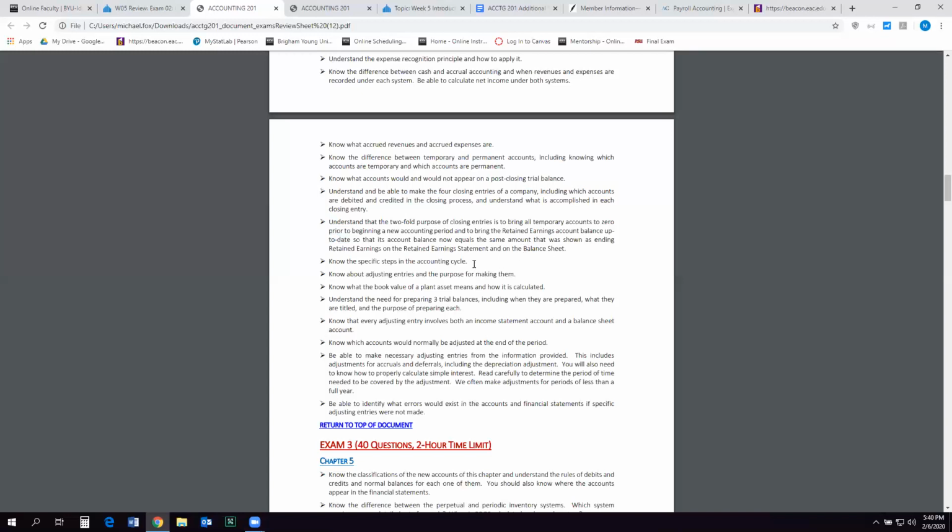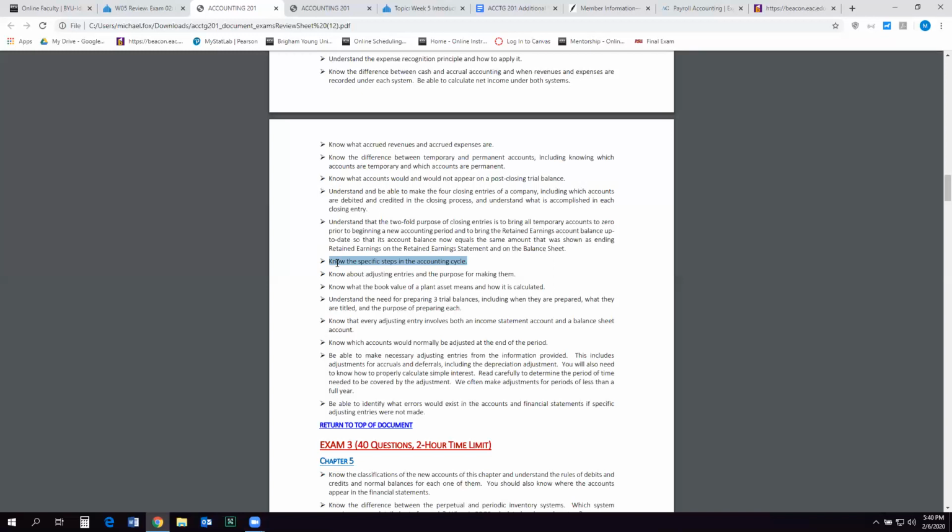So know the specific steps of the accounting cycle. Again, we start with transactions. Sometimes it'll say analyze the transaction, then create the journal entry. From the journal entry, we'll enter those into a ledger. The ledger will then go into a trial balance because we'll have all the balances in the ledger.